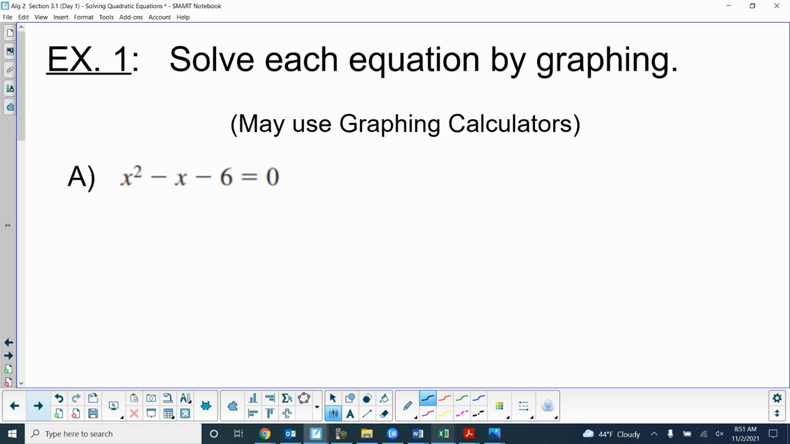And then you should see, what do we call the graph of a quadratic? A parabola, right? Should be a parabola. Which way is it going to open before you even do it? What's the A value of this problem? Positive 1. So which way is it going to open? Up, right? So it should be a U-shaped graph. All right?